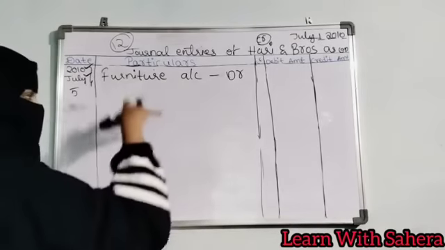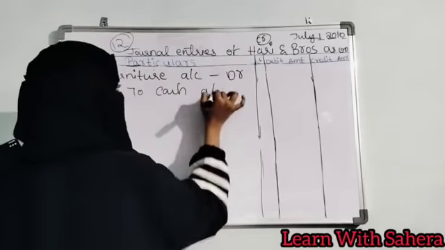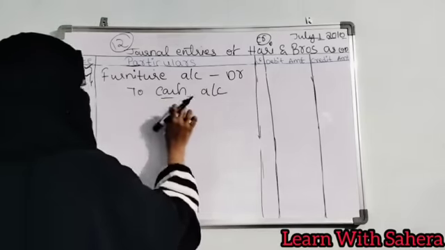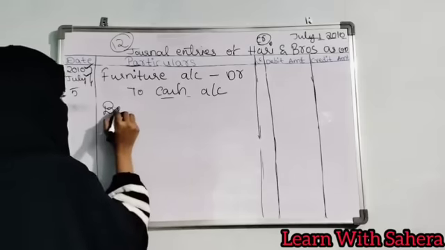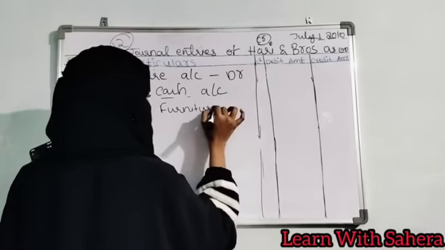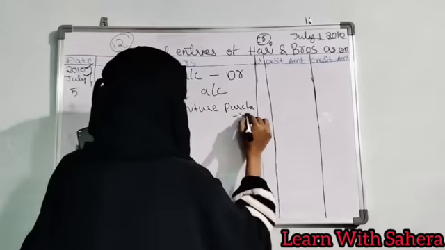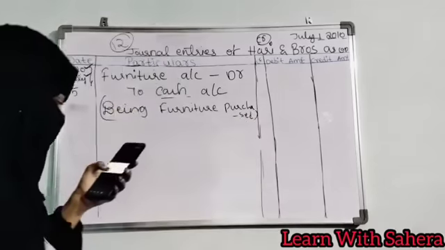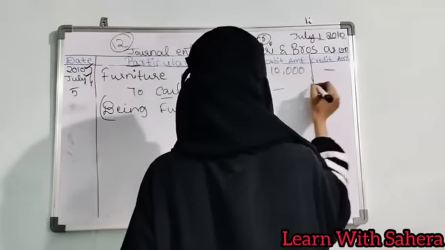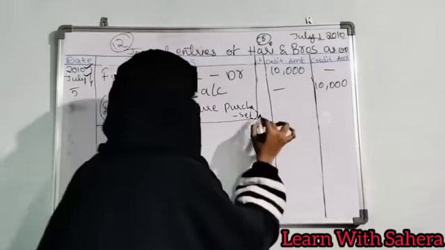So here furniture account debit. Why? Because furniture is coming inside the business. Then here to cash account. Because it is not credit, we should not take the name. We are taking the cash as it is given. Furniture purchased on cash, being furniture purchased. What is the amount, children? It is 10,000. Done. This transaction has also been done.